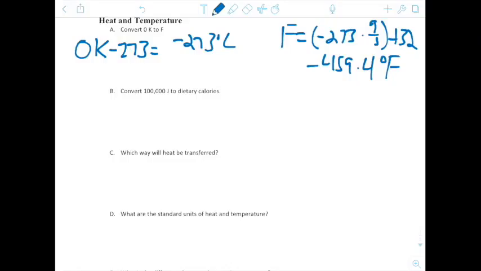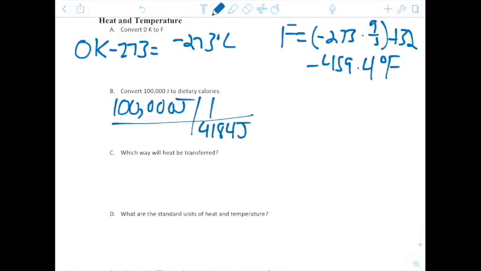A dietary calorie is a kilocalorie. So we have 100,000 joules, and there are 4,184 joules in one capital C dietary calorie, which is 23.9 kilocalories.